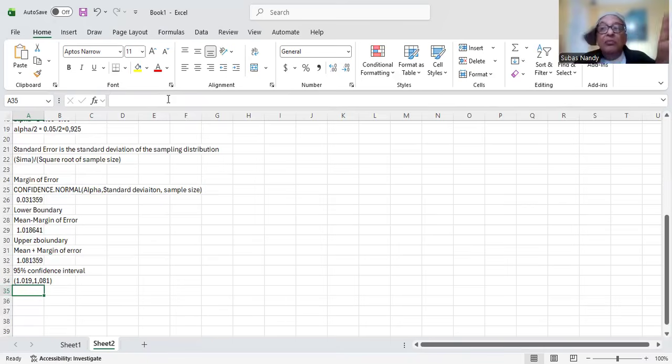But that does not complete your calculation. You have to calculate the lower boundary and the upper boundary. The lower boundary is the mean minus the margin of error. Upper boundary is mean plus the margin of error.